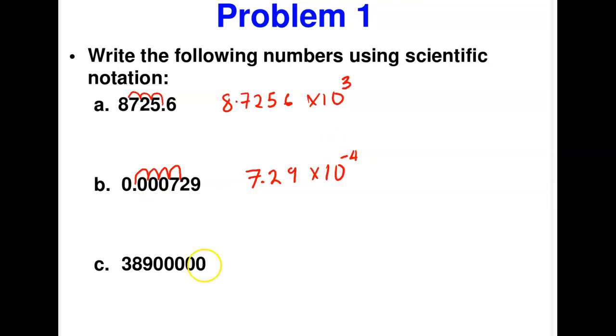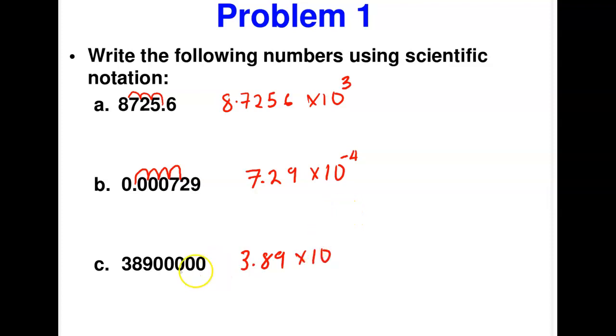This one again, if you look at it too, this number, like I said, we're going to maintain all the digits. In this case, all the digits here that are significant are just the first 3 numbers. These zeros are not significant. So we're going to start by writing it again. So it's going to be 3.89 times 10 to the power of a certain number.